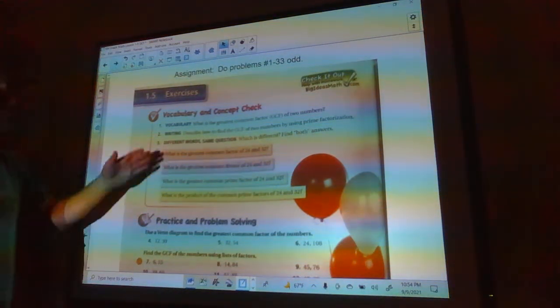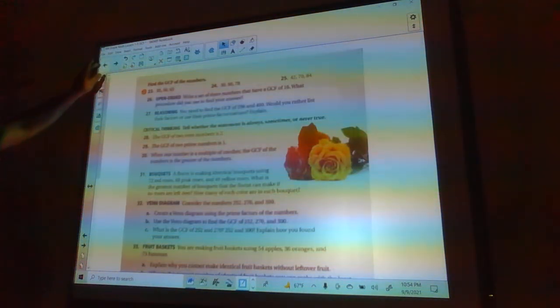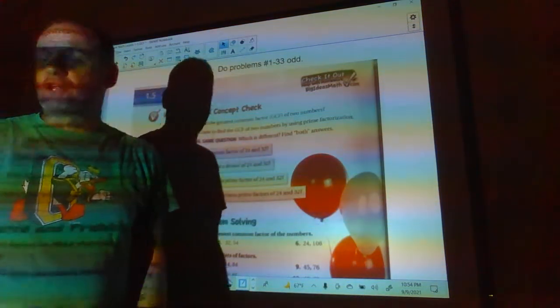Okay, so here's what you're going to do on this assignment. There's the 2 pages. You're going to do 1 through 33, just the odd ones today.